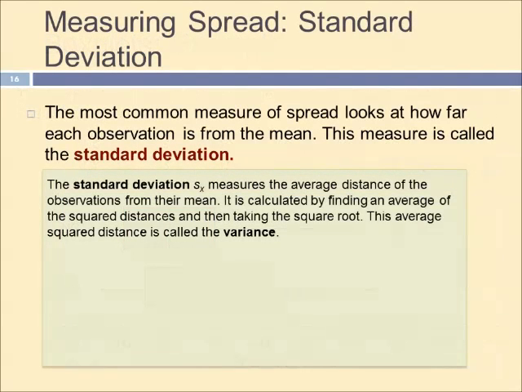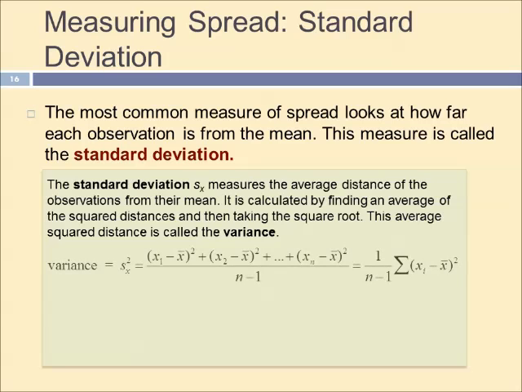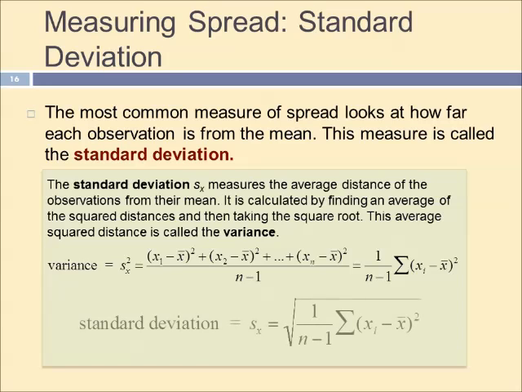Now we'll talk about another measure of spread. The standard deviation measures the average distance of the observations from their mean. It is calculated by finding an average of the squared distances and then taking the square root. For the variance, we take the difference between all of the values and the mean, square them, add them up, and divide by n minus 1. Standard deviation is the square root of that.